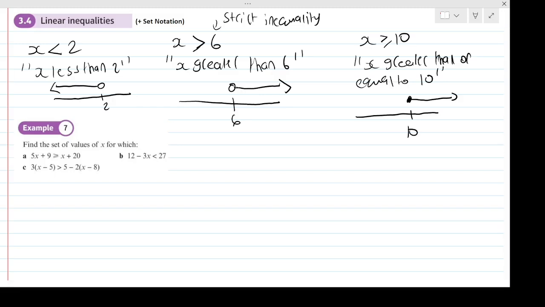And so let's have a look at this part A. We have 5x plus 9 is greater than or equal to x plus 20. And so the whole idea with solving inequalities, they work in exactly the same way with solving equations. So you can add or subtract a number to both sides. You can multiply or divide by a number to both sides. However, the only difference is when you divide or multiply by a negative, i.e., you flip the sign on both sides, you have to reverse the direction of the inequality. We'll go over examples like that as we go on. Anyway, so we need to solve this.